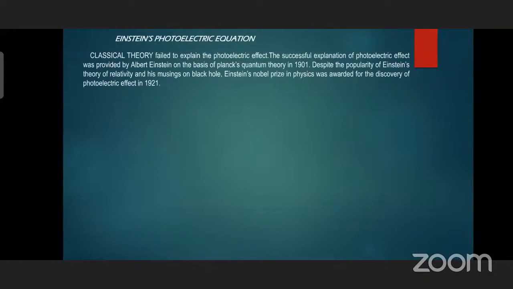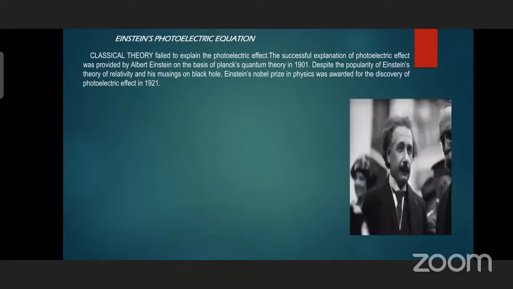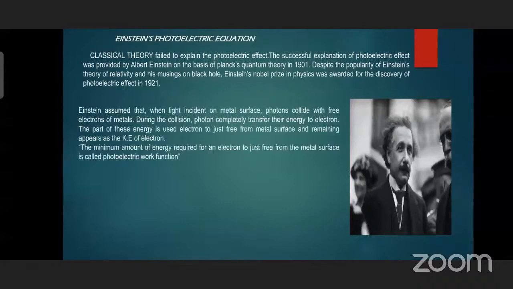Classical physics could not provide a satisfactory explanation of the photoelectric effect. Thus, we have Einstein's photoelectric equation. Classical theory failed to explain the photoelectric effect. The successful explanation was provided by Albert Einstein on the basis of Planck's quantum theory in 1905. Despite the popularity of Einstein's theory of relativity and his musings on black holes, Einstein's Nobel Prize in Physics was awarded for the discovery of the photoelectric effect in 1921.